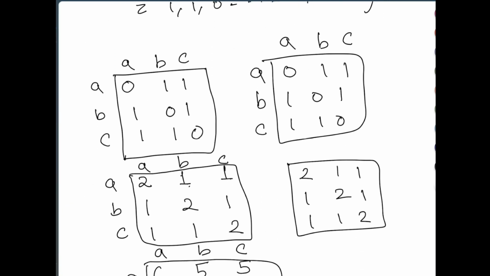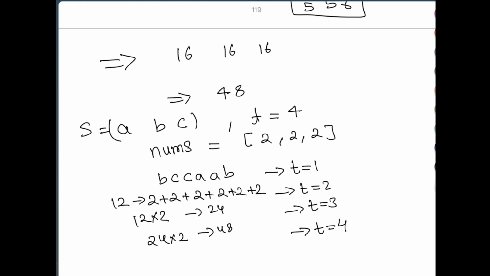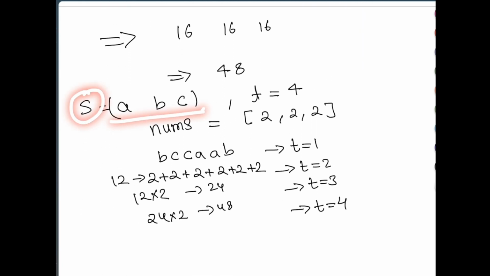So let us say that you just have 3 characters A, B and C. Okay, let me show you an example. Let us say the S is ABC. You have to do the transformation 4 times and the nums is 2, 2 and 2. And let us assume that the characters in the English alphabet are just A, B and C. Now this will be easy to demonstrate.